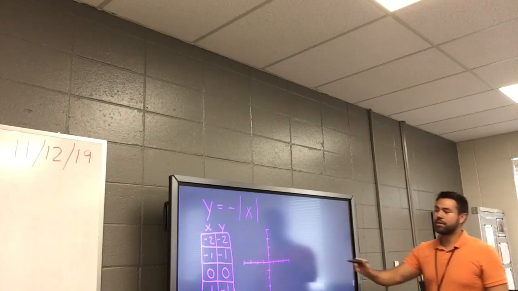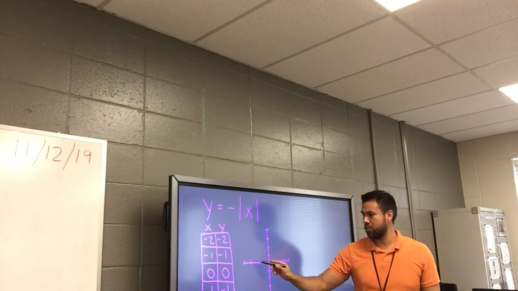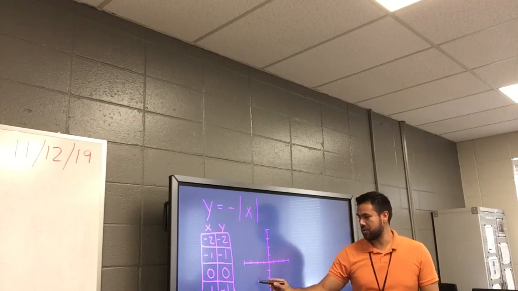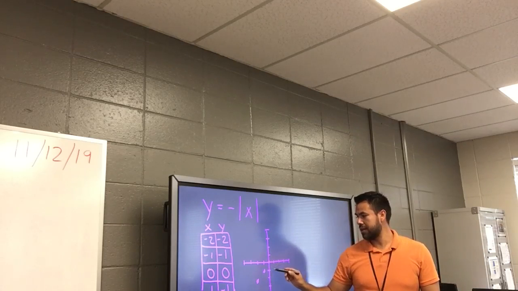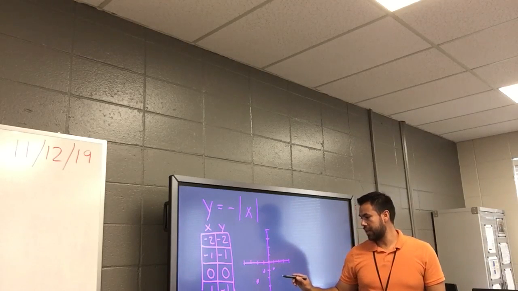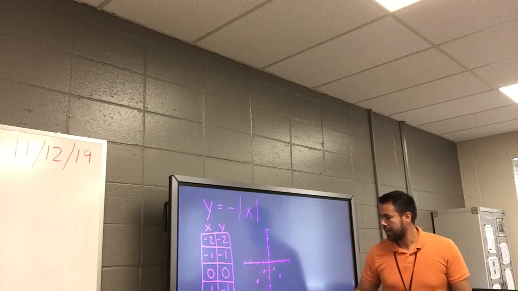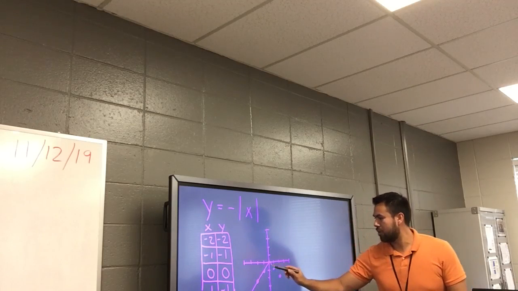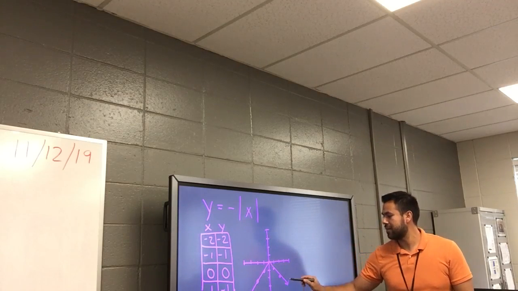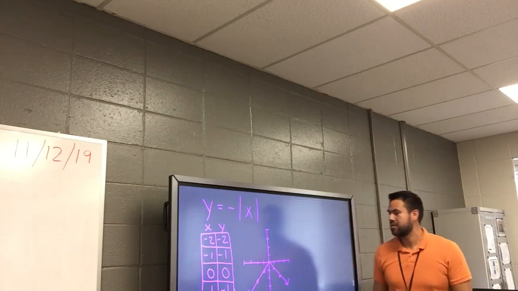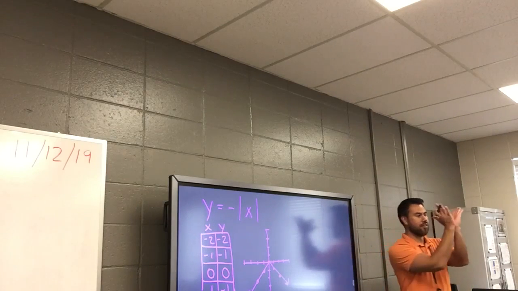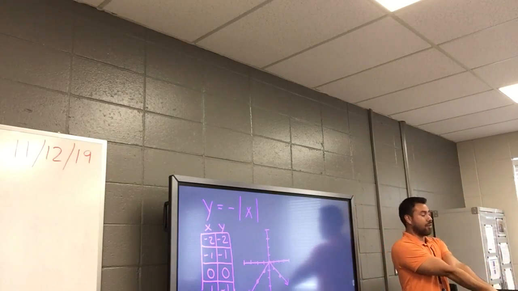All right, I'm going to put these points where they belong. Negative 2, negative 2. Negative 1, negative 1. 0, 0. 1, negative 1. 2, negative 2. And if I connect them, whoa, it's like upside down. That's an absolute value graph that got reflected.